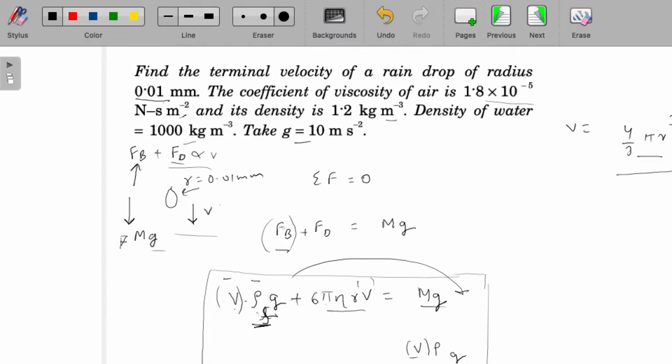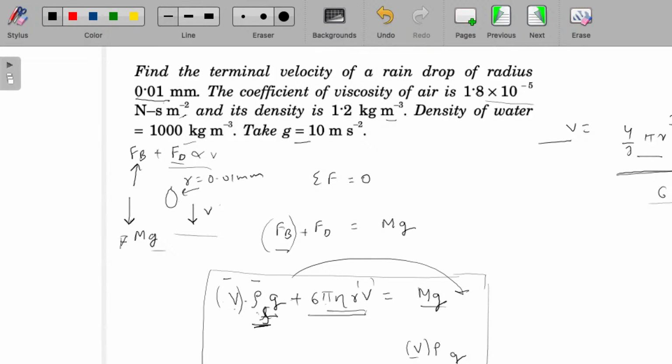So you would just have to subtract 1.2 into 10 from this 10 power 4, right? Seems like a very small number compared to 10 power 4, right? So that is going to be equal to 6 pi eta RV on the LHS, right? Of which I'm going to send the rest of the terms, 6 pi eta R, onto the denominator.